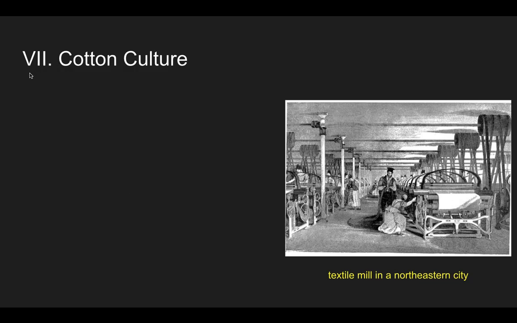Okay, so cotton culture arises in the American South. And this is a textile mill in a northeastern city. It could be a textile mill back in England, but they're now taking the cotton and making it into sheets of cloth, which then can be made into drapes, tablecloths, clothing like this woman is wearing and this gentleman is wearing, anything that's made out of cloth. And you can see it's done on a massive scale here, taking a lot of raw cotton and turning it into cloth, which is woven together.